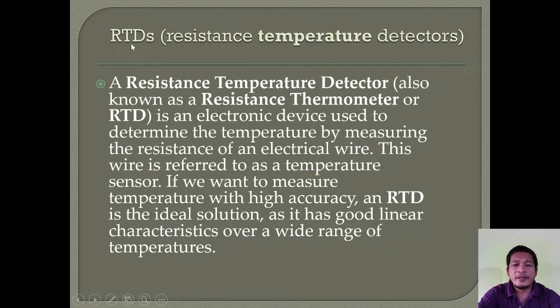Another type of temperature sensor is the RTD, the resistance temperature detector. A resistance temperature detector, also known as a resistance thermometer or RTD, is an electronic device used to determine the temperature by measuring the resistance of an electrical wire. This wire is referred to as a temperature sensor. If you want to measure temperature with high accuracy, an RTD is the ideal solution, as it has good linear characteristics over a wide range of temperatures.